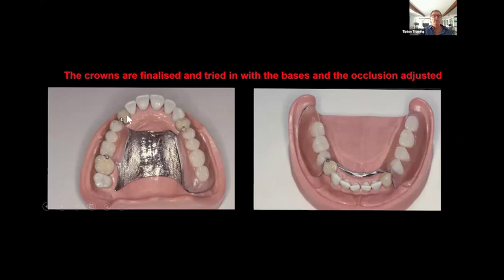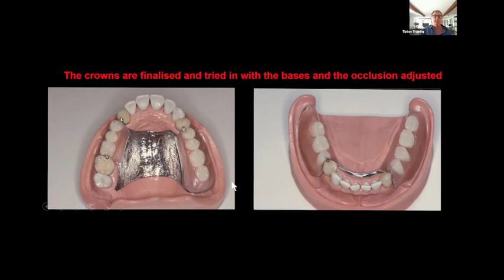So now our crowns have been made in the biscuit bake. Our crowns are finalized with the biscuit bake and the base itself. And we've now got ceramic crowns in wax. So again, we can do this just like we normally do a partial denture. If the occlusion's out, we can heat up the wax. We can move those teeth around a little bit so we get a really, really good occlusion.